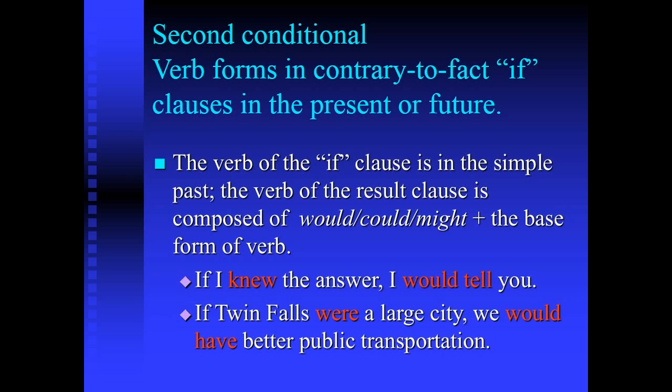Second conditional. Verb forms in contrary to fact if clauses in the present or future. The verb with the if clause is in the simple past. The verb with the result clause is composed of would/could/might plus the base form of verb. If I knew the answer, I would tell you. If Twin Falls were a large city, we would have better public transportation.